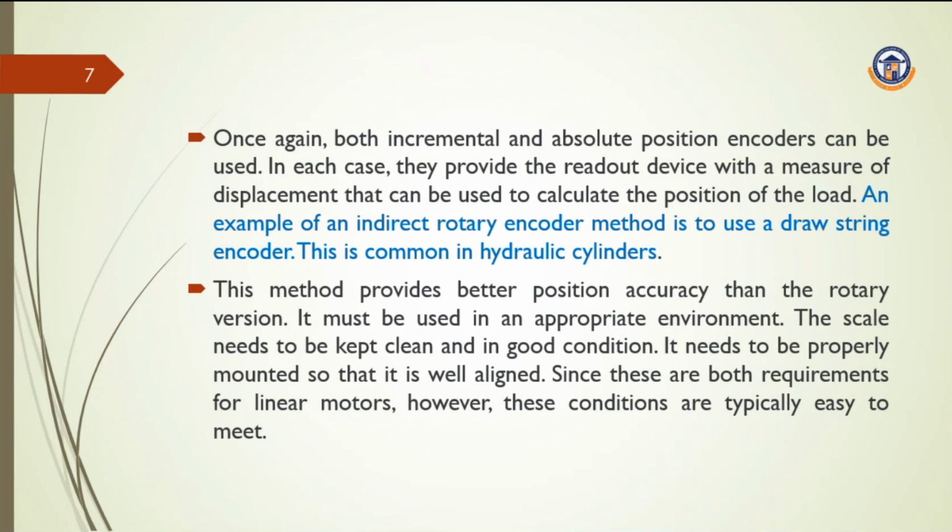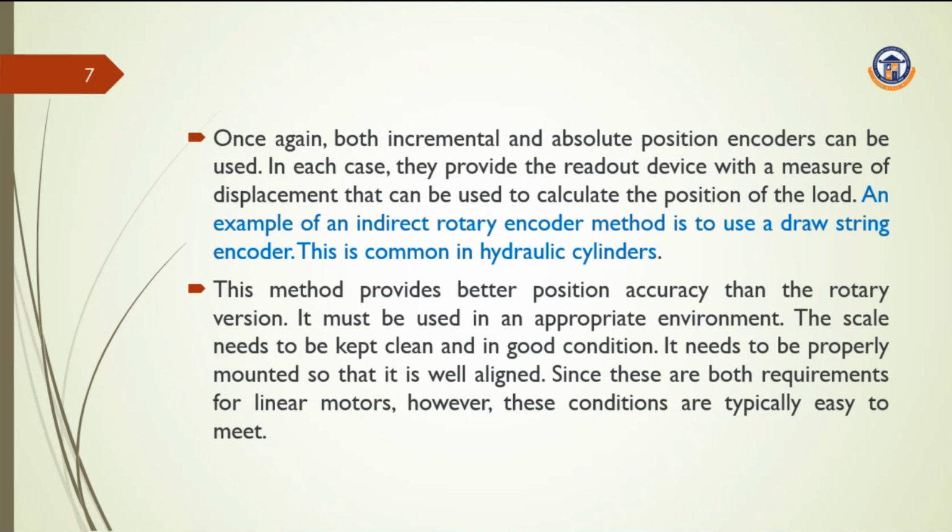Here also we can choose either of the encoders, either incremental or absolute position encoders, based on the applications. So here the readout device with the measure of displacement can be used to calculate the position of the load. An example of this indirect rotary encoder method is to use a drawstring encoder.